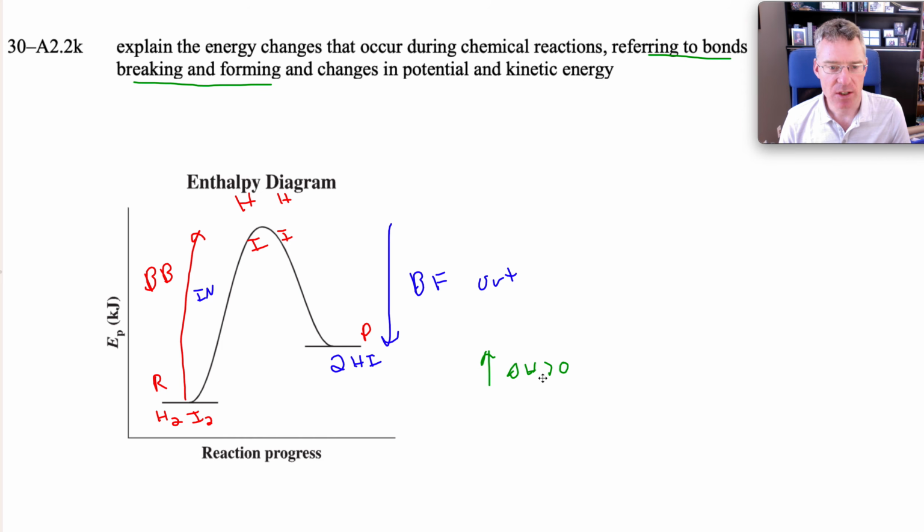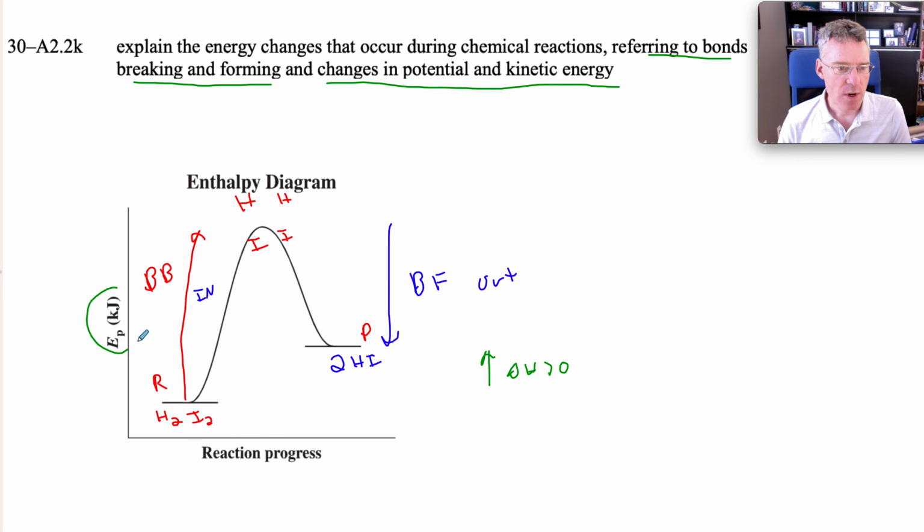There's more potential energy at the end. We didn't get as much out. So bond breaking, up; bond forming, coming down. The changes in potential and kinetic are kind of different. It's the same outcome, but you have to kind of separate things.